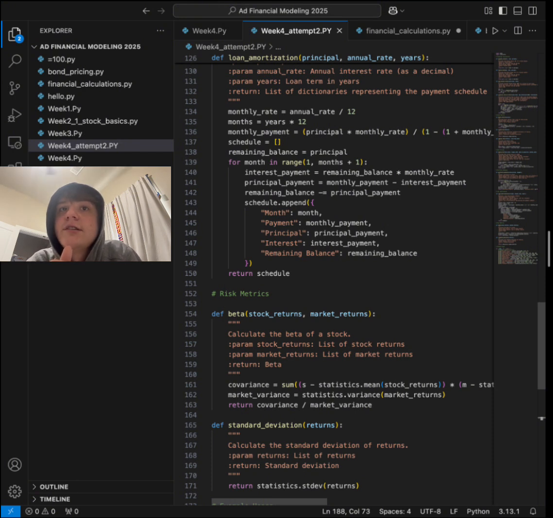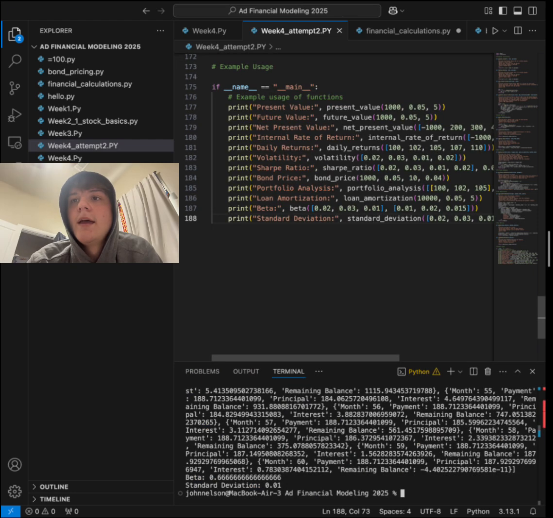def standard_deviation next. Calculate the standard deviation of returns. Param returns: list of returns. And then return statistics.stdev(returns). And then finally, if we look at line 173, example usage, if __name__ equals main. This is pretty much the example usage of the functions. It's printing everything back out into our terminal.